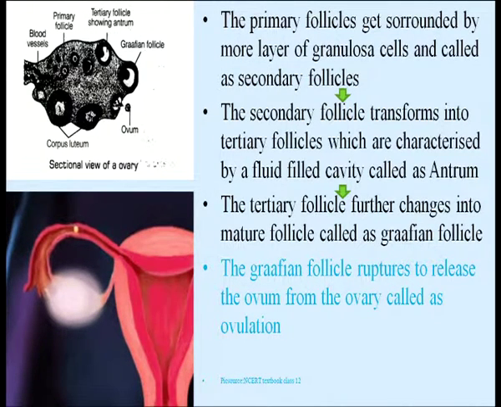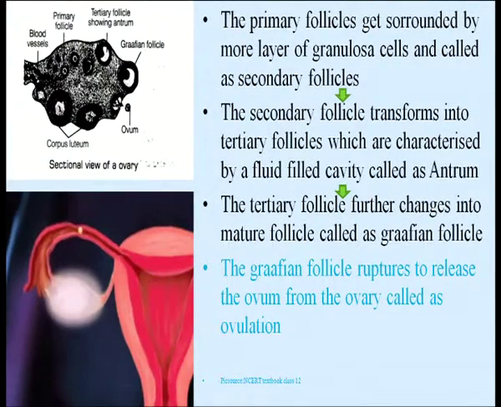The Graafian follicle, as my arrow is showing you, this Graafian follicle ruptures to release the ovum from the ovary, which is called ovulation, as this picture is depicting the release of the ovum from the ovary, and this process is called ovulation.